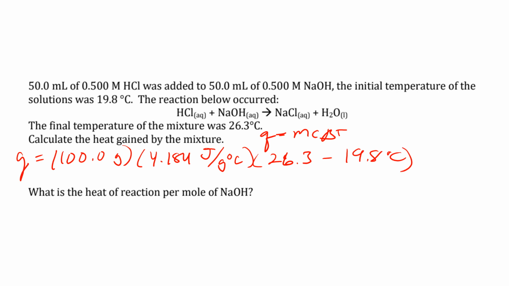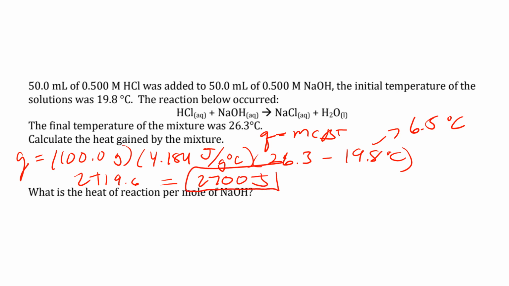Their sig figs are going to be 3 sig figs, so 26.3 minus 19.8 gives me 6.5 degrees Celsius, so it's got to be 2 sig figs. I apologize. So 100 times 4.184 times 6.5 gives me 2719.6, which is going to be 2,700 joules.